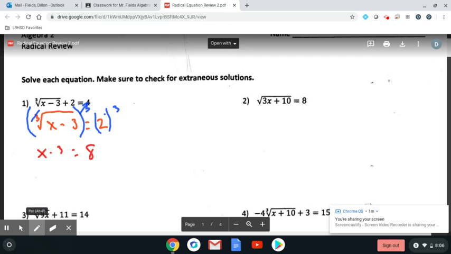All right, so then in order to solve for x, you just add 3 to both sides, and we get x is equal to 11.